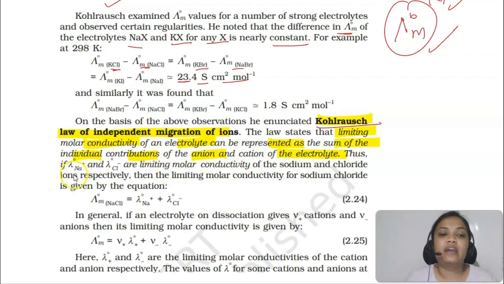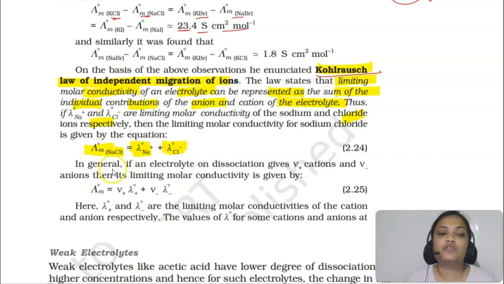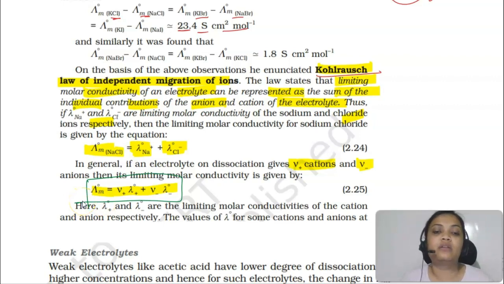Like if lambda naught of sodium and lambda naught of chloride are the molar conductivities of sodium and chloride respectively, the limiting molar conductivity for NaCl will be the sum of the limiting molar conductivity of the sodium ion and the limiting molar conductivity of the chloride ion. In general, if an electrolyte gives nu plus cations and nu minus anions, the limiting molar conductivity is given by this formula. You have to multiply it with the number of ions produced.